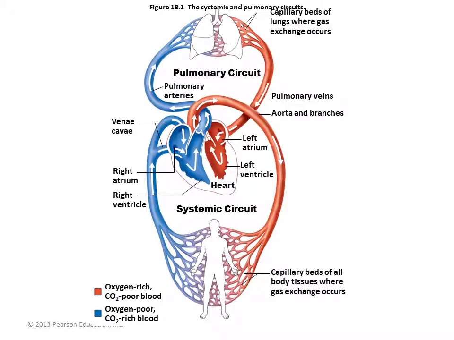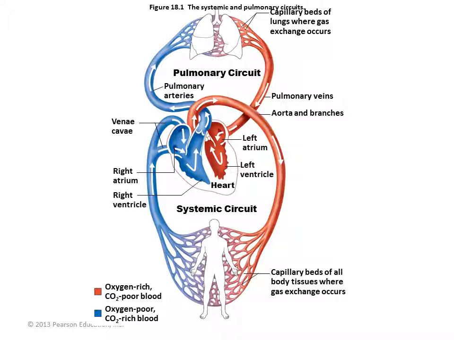Heart is a transport system. Two side-by-side pumps. Right side receives oxygen-poor blood from tissues and pumps it to the lungs to get rid of CO2 and pick up oxygen via the pulmonary circuit. Left side receives oxygenated blood from the lungs and pumps it to body tissues via the systemic circuit.